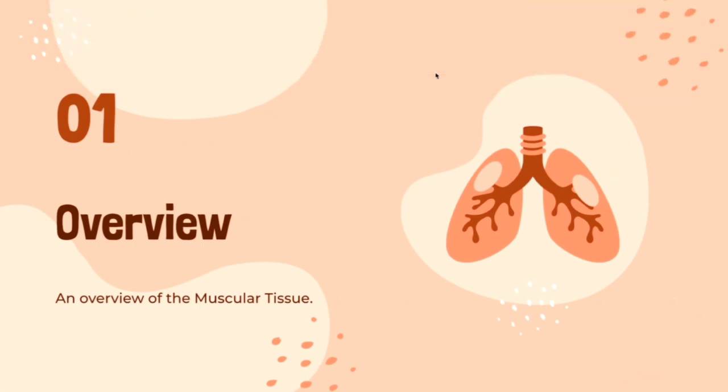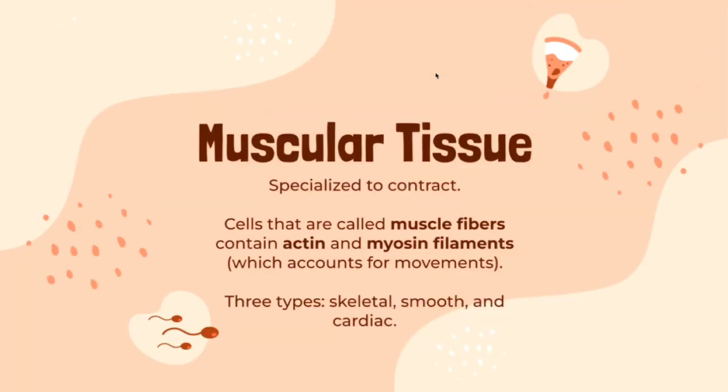Let's start with the overview. Muscular tissue is specialized to contract, and it's made of cells called muscle fibers, which contain, of course, actin and myosin filaments, which account for movement. Muscular tissue has three main types that we are going to be speaking about today. The first type is the skeletal muscle, the second type is the smooth muscle, and the third and final type is the cardiac muscle, which we'll of course be discussing in much greater detail in the following slides.